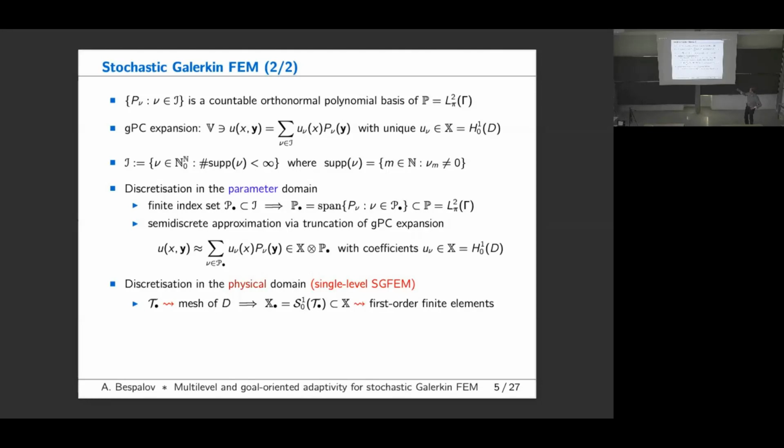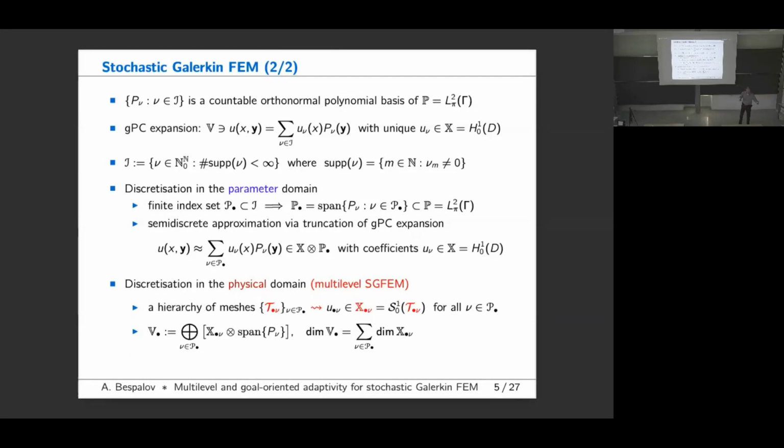In the context of stochastic Galerkin, this is referred to as a single level SGFEM, which means you have only one mesh for all indices. The fully discrete approximation becomes this finite sum with discrete finite element functions as coefficients. The feature of single level SGFEM is that the dimension has this multiplicative structure. The dimension of my fully discrete space is a product of the dimension of the finite element space and the number of active indices, right? So a multiplicative structure, so it grows very fast.